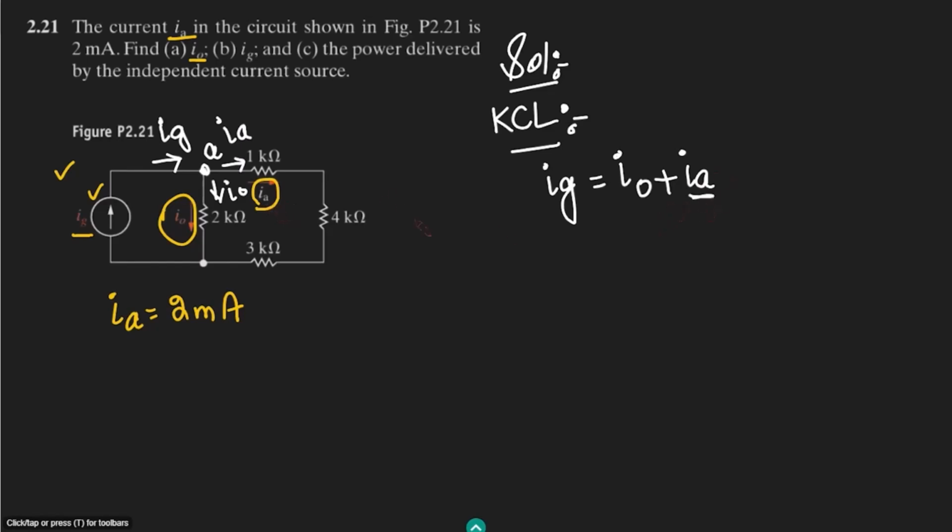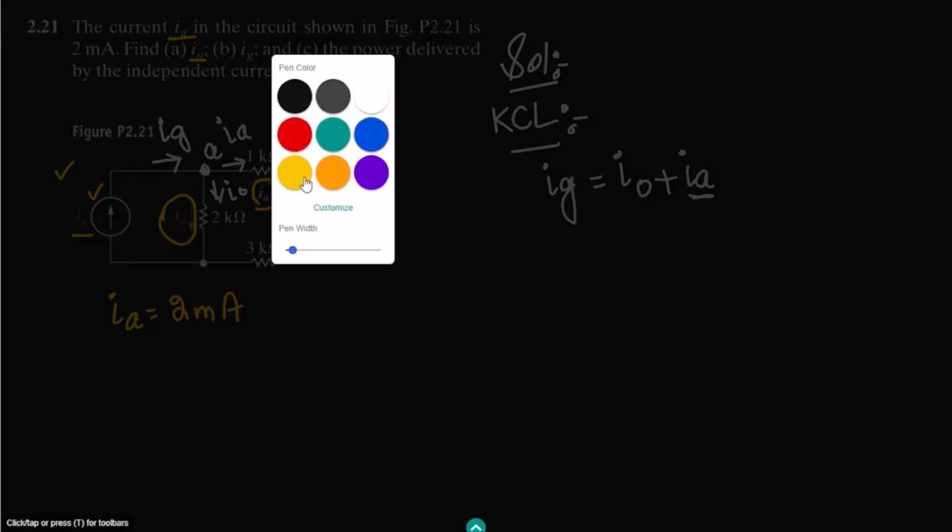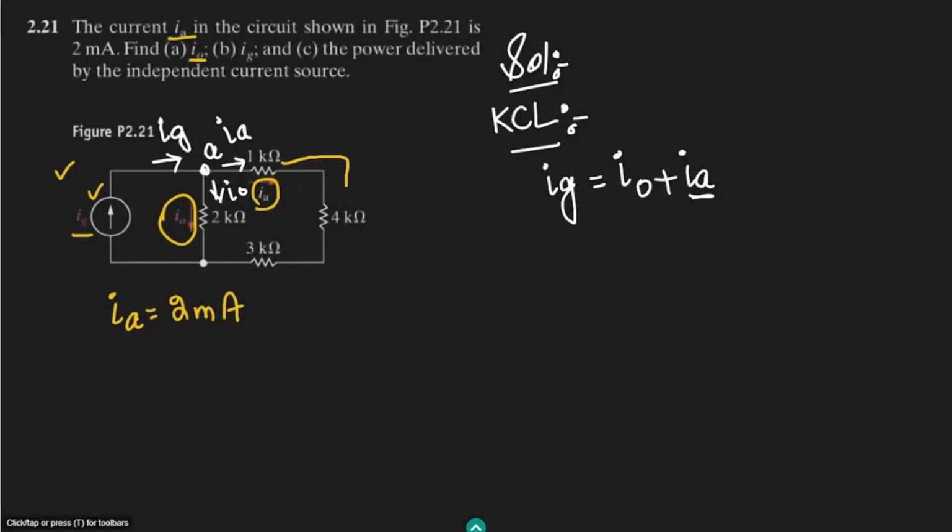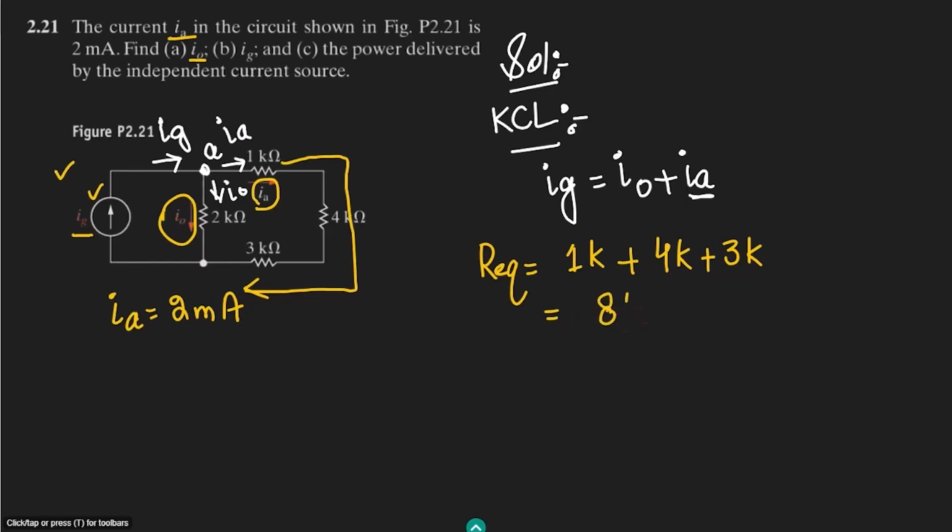This current is known, and this is the similar current which has been flowing through all these three resistors, because these three resistors are in series. When these three resistors are in series, we have to find the equivalent resistance of that, and that would be the 1 kilo ohm resistor plus 4 kilo ohm resistor plus 3 kilo ohm resistor. So ultimately we will get the 8 kilo ohm resistance.